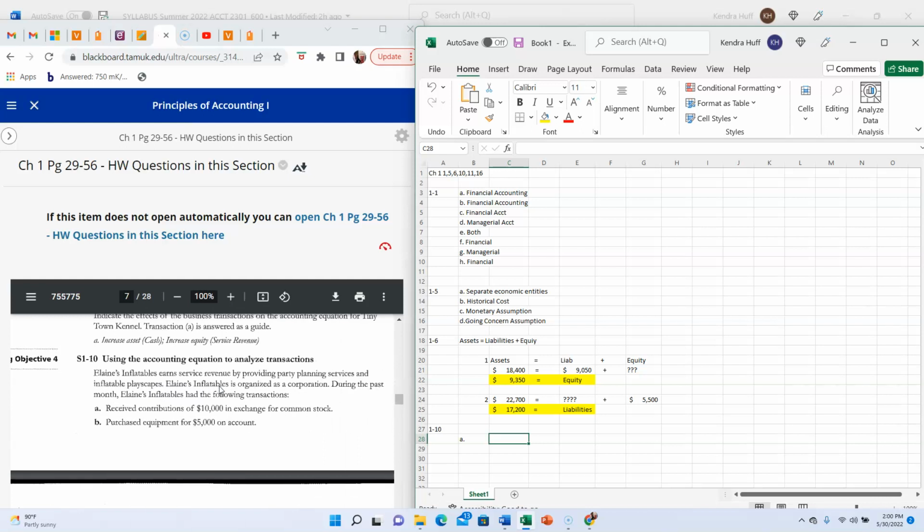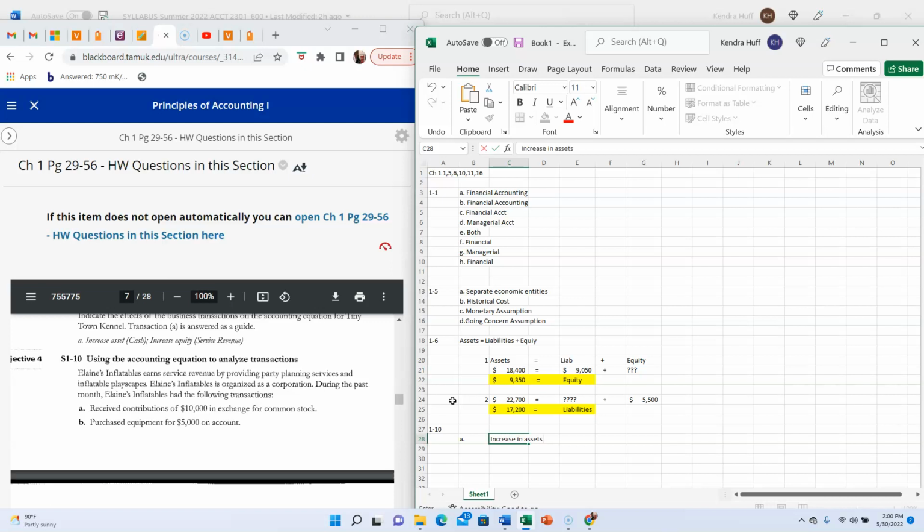It's really more of a question of what type of accounts are affected. A: I received contributions of $10,000 in exchange for common stock. So we're looking at it from the standpoint of the business. The business received $10,000, so they got an increase in assets, and the asset was cash. Then something else has to change on this side, and it was a contribution in exchange for common stock. So equity is going up, and it's common stock, because common stock is the element of equity.